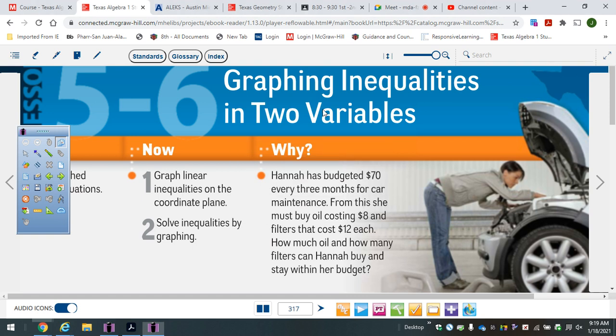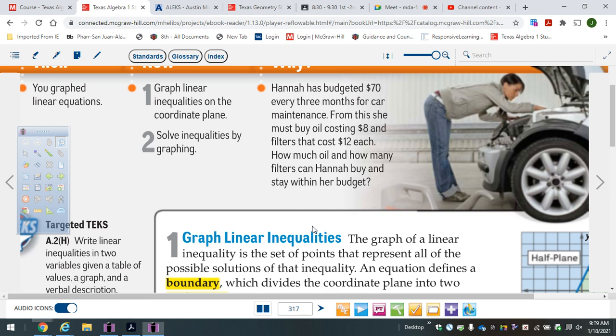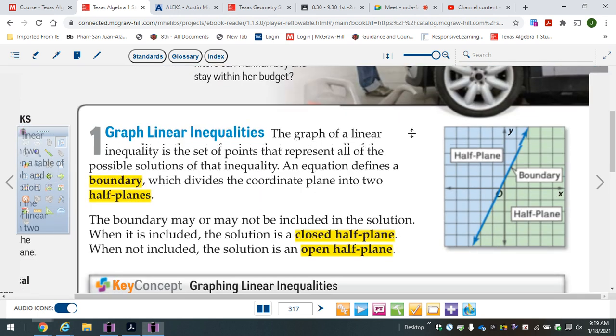Okay, guys, graphing inequalities in two variables. This part is not too hard, not too easy. Again, I show you the book because it expounds on the previous stuff and makes you use the other stuff that you've learned before. So graph linear inequalities on the coordinate plane. You're going to be graphing linear stuff and solving inequalities by graphing. This does come on your STAR test, so you will have to be able to do this.